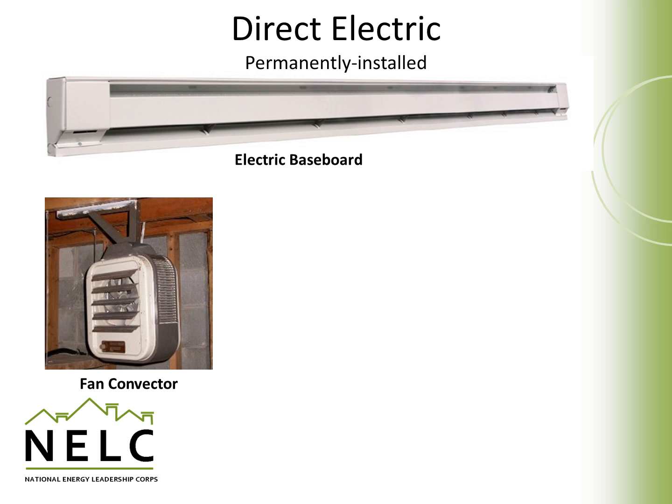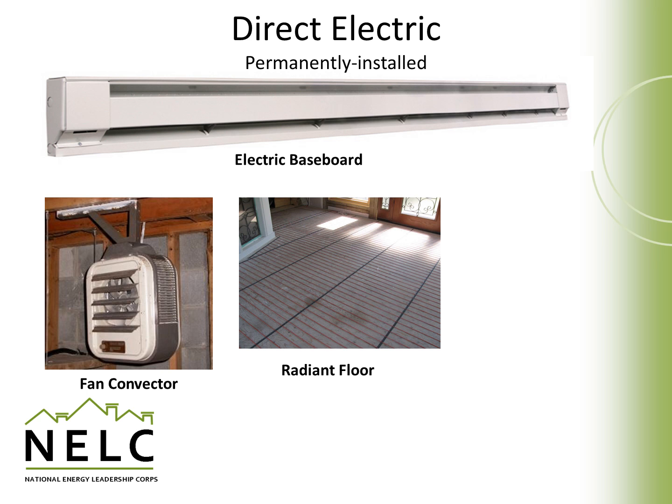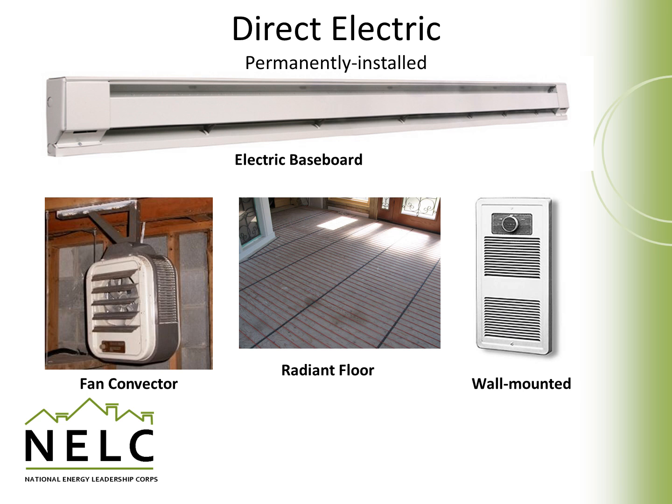They include baseboard heaters, fan converters like this, radiant systems that are embedded into floor systems, as well as different types of wall-mounted systems. One of the benefits of these types of systems is that they do provide localized heat and they don't require ductwork, refrigeration lines, or plumbing. They are often used in kitchens and bathrooms where forced air systems can sometimes be challenging to install.